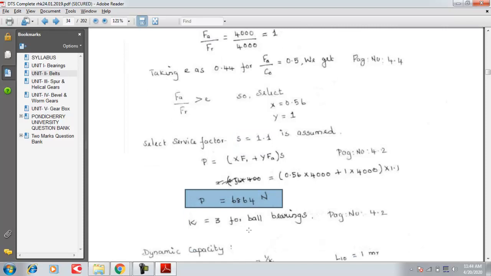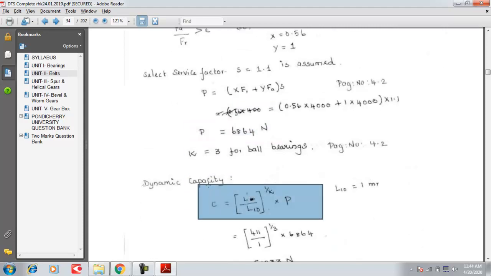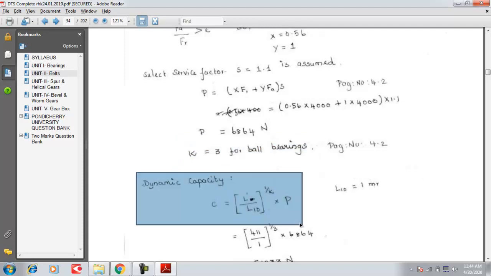After calculating this equivalent load, you can directly go for the calculation of dynamic capacity of the bearing. For that you have to use a value of K chosen from page number 4.2. In page number 4.2, the dynamic capacity formula is available. You can use that formula: C equal to P into L divided by L10, the whole power 1 by K. Beside that, there is the value for L10.